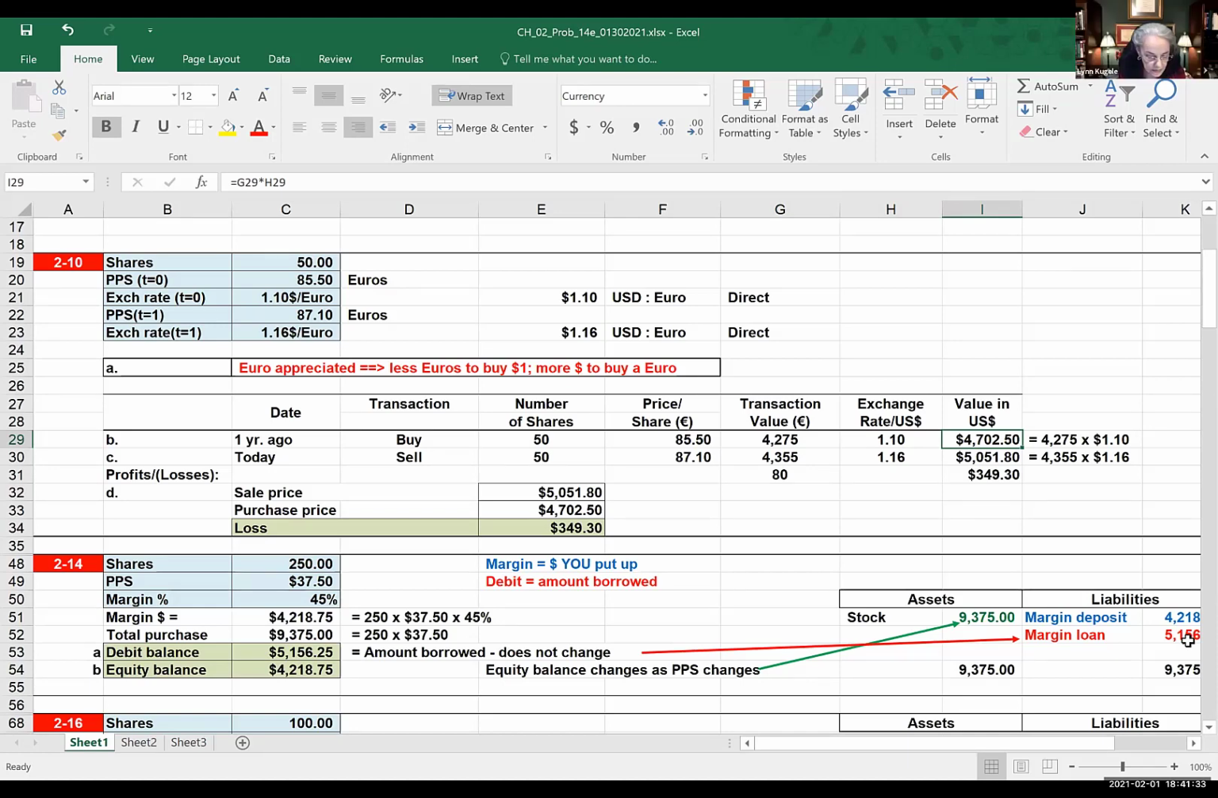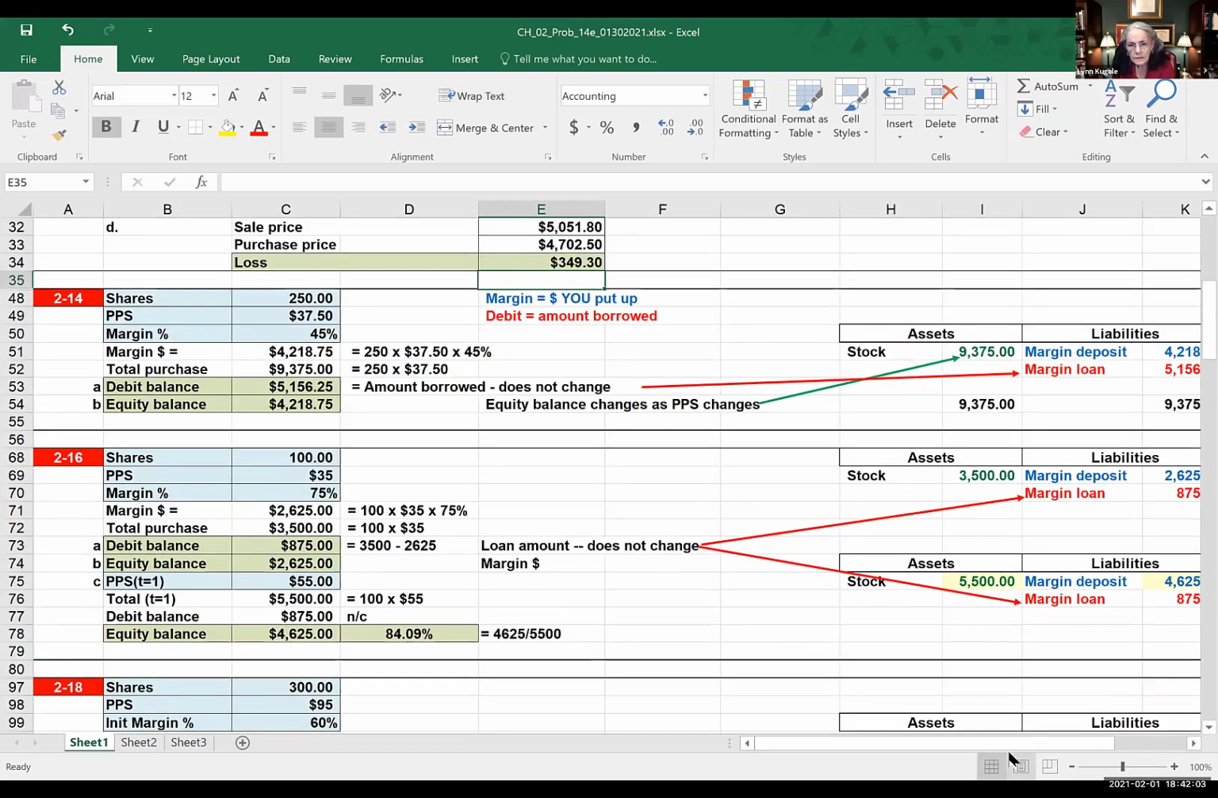And the next one is, for how much in US dollars can she sell her shares today? I'm doing the exact same thing. Today they're selling for 87.10, 43.55 euros, 43.55 times $1.16. So while they went up in euros, the euro appreciated. So she actually lost 3.49. I don't think that was a loss.